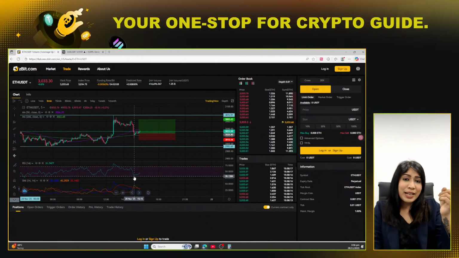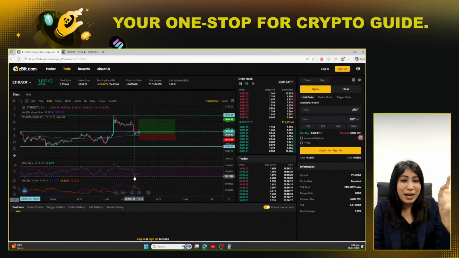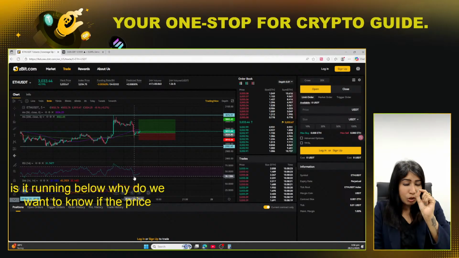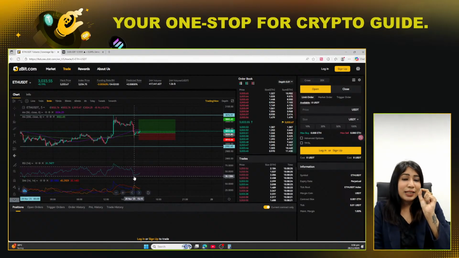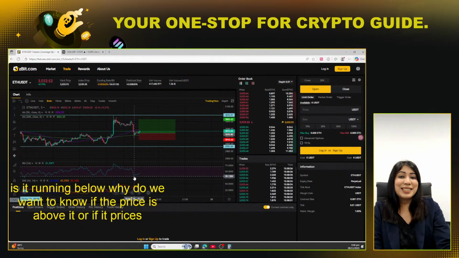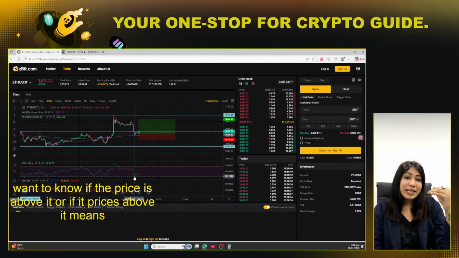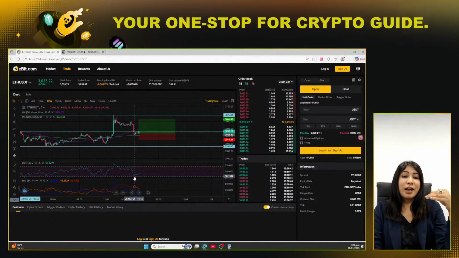So whenever you see any of it, doesn't matter what measurement you have taken, whether you have taken a 50 candle or you have taken a 200, doesn't matter. All you have to understand is if price is above it or if price is below it. If price is basically below the moving average, then it is in downtrend, and if it is above, it's in an uptrend.